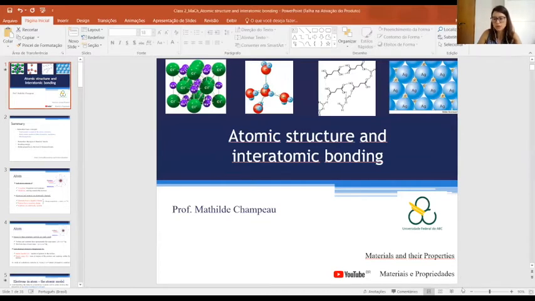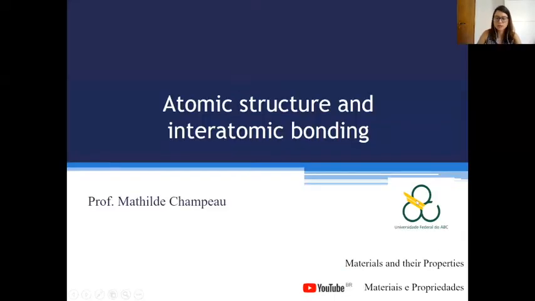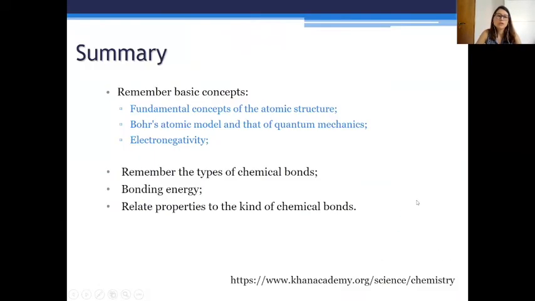Before starting to speak about materials, first of all, we are going to remember basic concepts of the atomic structure, of the Bohr's atomic structure, and that of quantum mechanics and electronegativity. And after that, we are going to see the different kinds of interatomic bonding that exist, the bonding energy, and we will introduce some relationship between some properties and the kind of interatomic bonding found in materials.